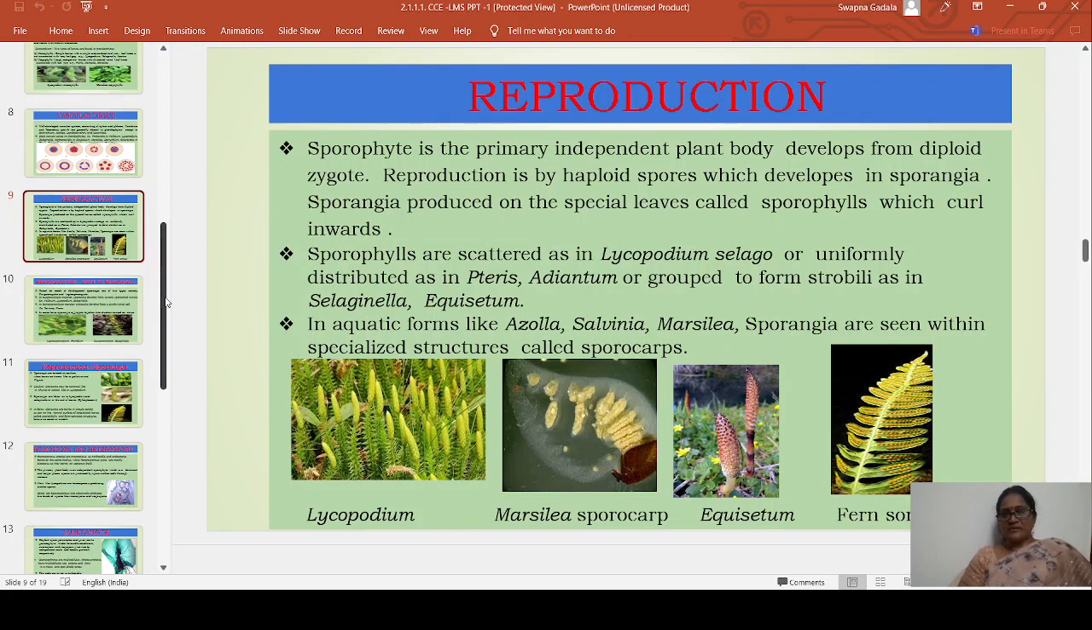So you can see the cones in the Equisetum and also the Lycopodium sporophylls arrangement. And the last image is about the fern sorus. Sorus means a group of sporangia. So they are sporangia aggregated together to form a cluster. So that is known as the sorus. And these sori are generally present on the ventral side of the sporophylls. So all these four kinds of sporangia you can see in these images.